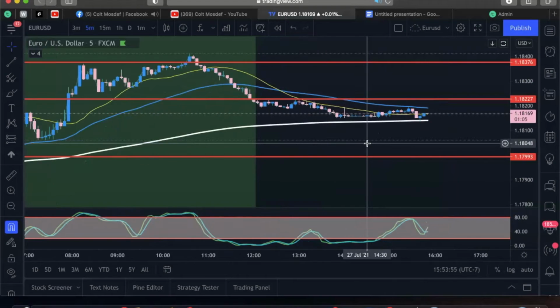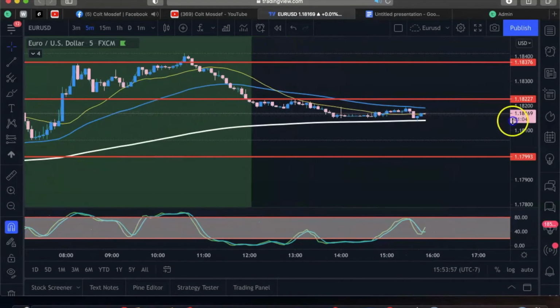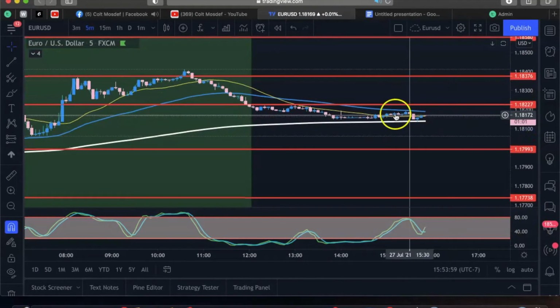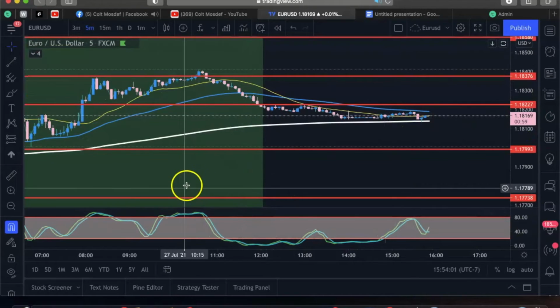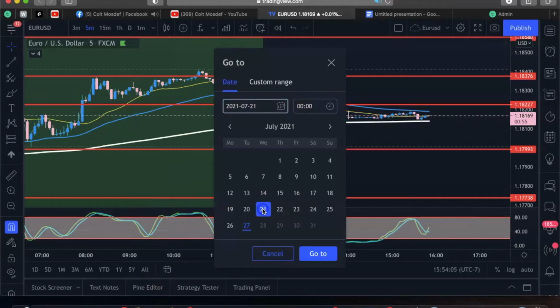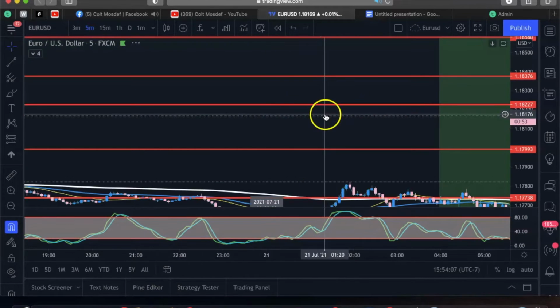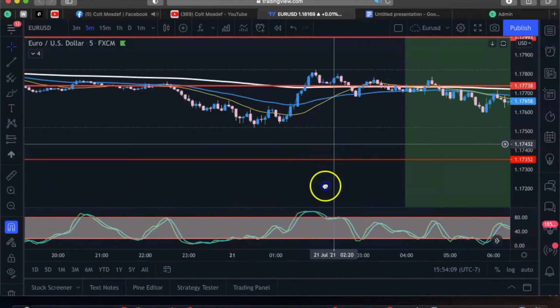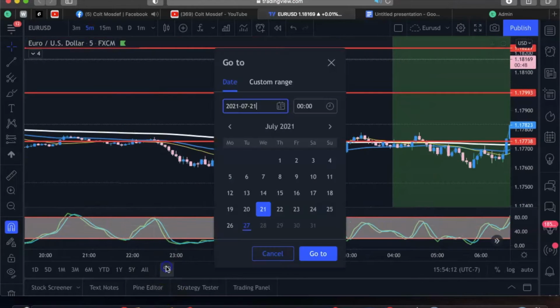You guys can use your mouse to zoom in, zoom out. You can use this side to zoom in, zoom out. Maybe you want to go to a certain date, like this is today, July 27th. Maybe you want to go to another date, like July 21st. Boom. You can go to it, and there it is right there. So it's really, really cool, this platform.